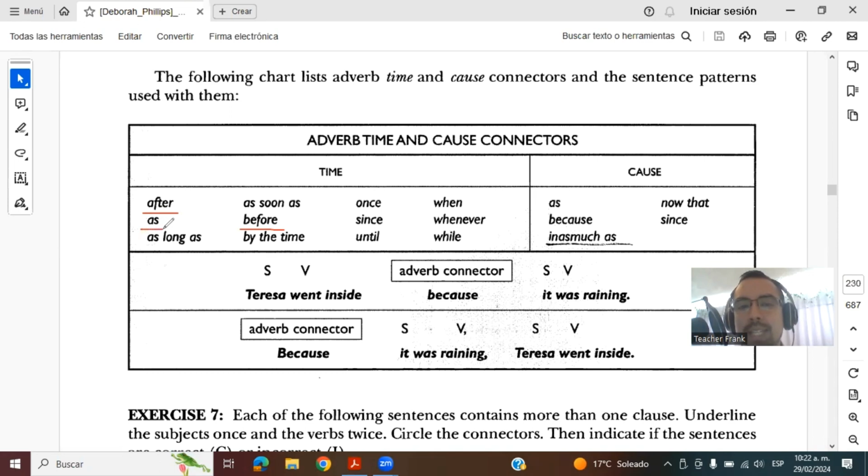As is a little bit like while. It's mientras. As you do this, while you do this. As long as is siempre y cuando. As soon as, tan pronto como.